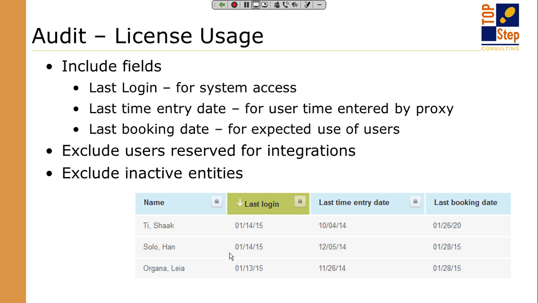So timesheets are being entered, maybe they're being uploaded, maybe they're being proxied in by somebody. So you'll never see a last login, or maybe the last login is like 6 months ago. But if you include last time entry date, that's a pretty common usage for OpenAir, is time entry. So last time entry date will give you a more accurate picture of when's the last time this person was involved in the OpenAir system.